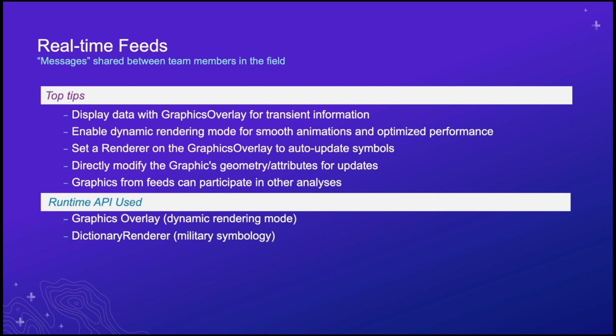The key APIs used in this example are graphics overlay, again setting the dynamic rendering mode, and the dictionary renderer, which will give us our military symbology. Let's take a look at a code example for working with real-time feeds in ArcGIS Runtime.